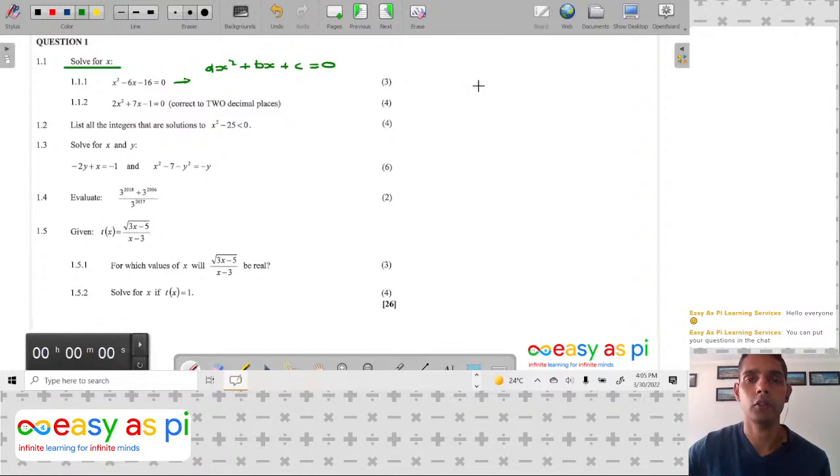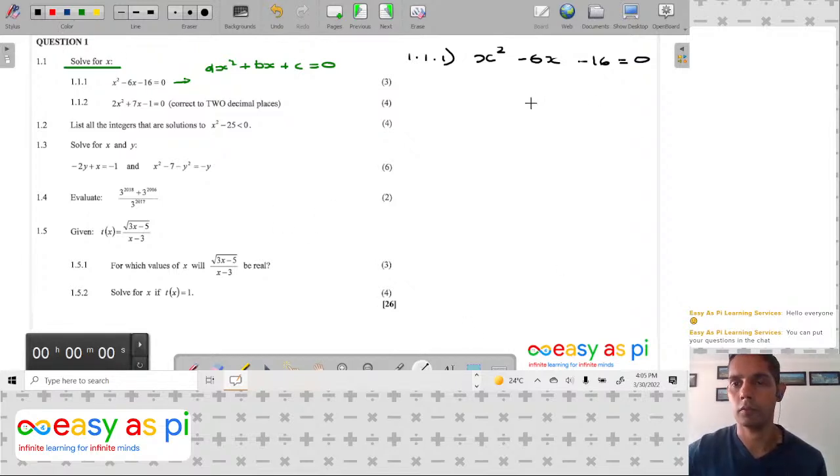Of course, you don't have to use the roots equation because there's another way, and I like to use something known as the cross method. So I'm going to take you through the cross method. We've got x squared minus 6x minus 16 equals 0. And here's how you would do the cross method. Your first step is to draw a cross.